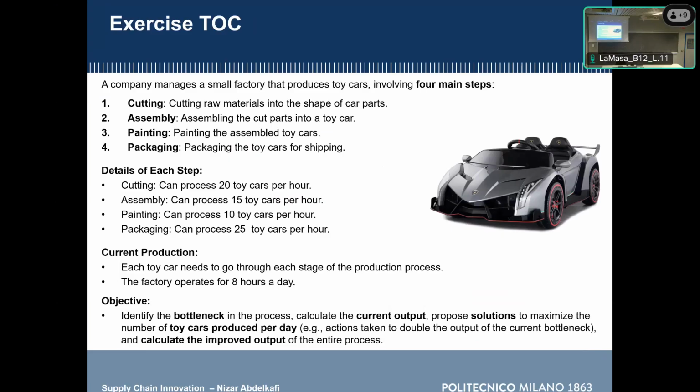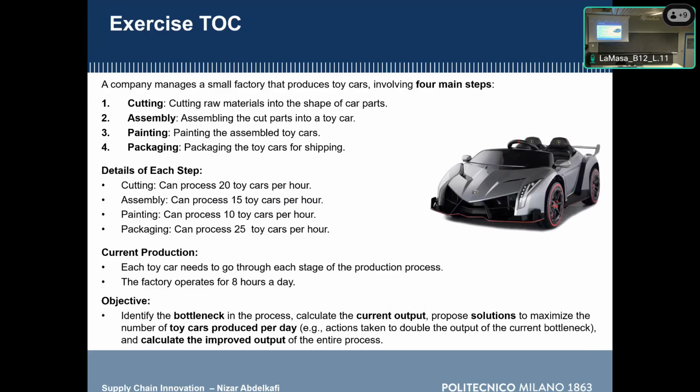A company manages a small factory that produces toy cars involving 4 main steps: cutting raw materials into car parts, assembling the cut parts into a toy car, painting the assembled toy car, and packaging the toy cars for shipment. So a very simple process with 4 steps. Then the details of each step. Cutting can process 20 toy cars per hour, assembly 15 toy cars per hour, painting 10 toy cars per hour, and packaging 25 cars per hour.